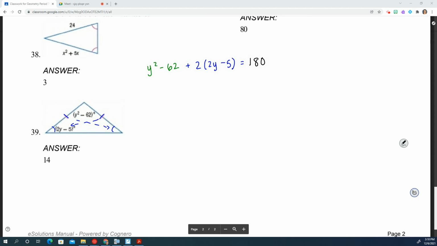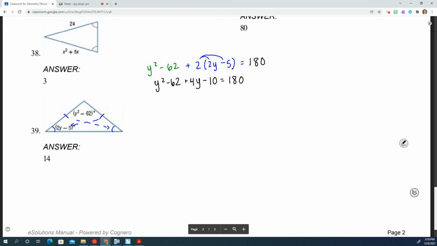Here's the tough part. It's solving this when you have a y squared and you have a y. So first I would distribute this 2. And I get to here, y squared minus 62 plus 4y minus 10 is 180. And then you'd probably combine these like terms to get y squared plus 4y minus 72 equals 180.